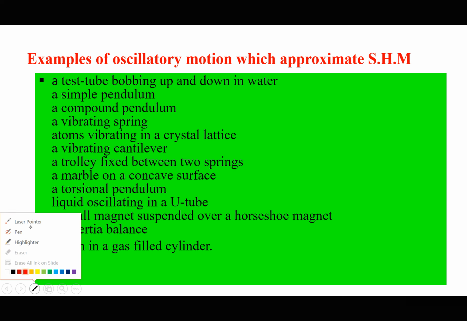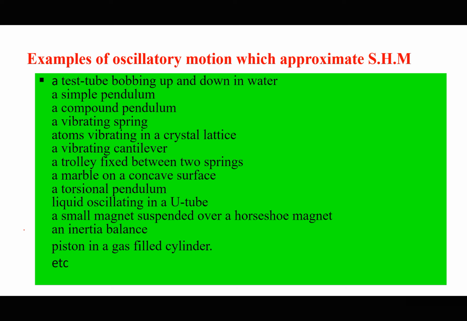Of course, you cannot be asked to list examples of oscillatory motion that approximate simple harmonic motion. So for our learning purposes, to gain confidence with dealing with simple harmonic motion and especially the definition of simple harmonic motion, we shall talk about the simple pendulum because that is common. We shall not talk about the compound pendulum. We shall talk about vibrating strings. Of course, atoms vibrating in a crystal lattice approximate simple harmonic motion, but we shall not talk about that. A vibrating cantilever, we shall not talk about that. Trolley fixed between springs, we shall discuss that.